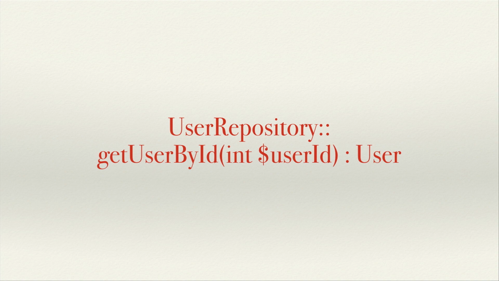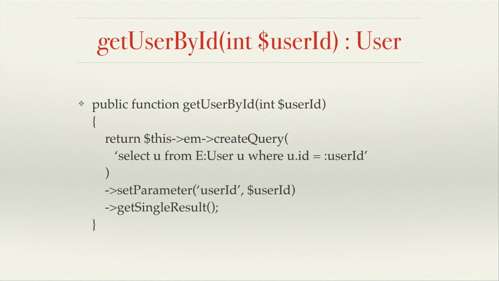So let's look at this user repository getUserById, which is supposed to return an instance of a user object. This is what it could look like in Doctrine, where we call the getSingleResult method. We pass the user ID here, and we make a little DQL to retrieve the user by ID based on the passed user ID. So the question is, what if this user ID is bogus?